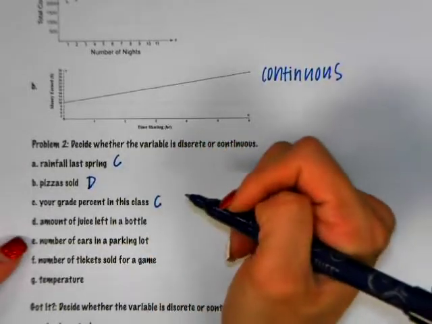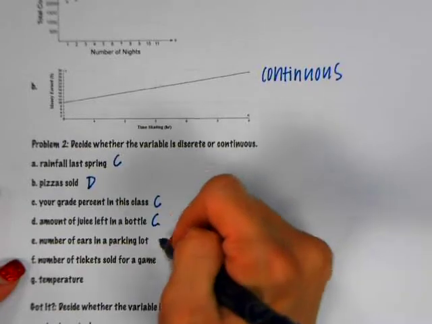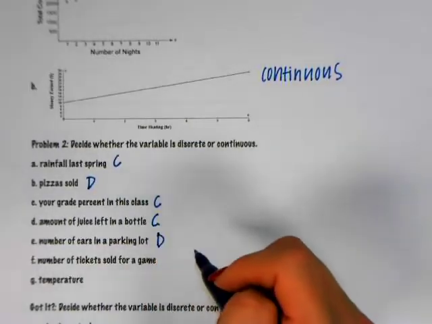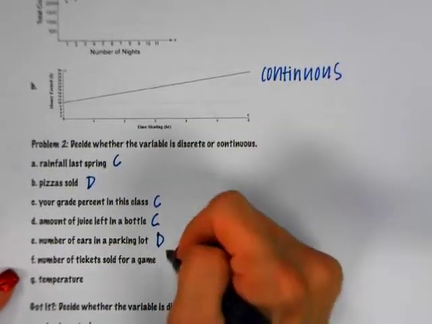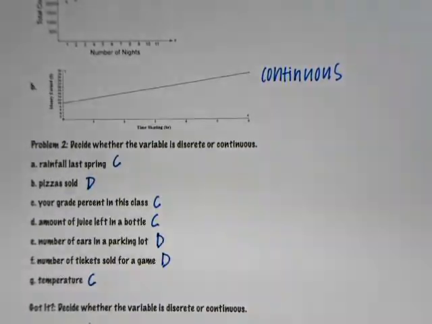All right, grade percent in this class, discrete or continuous? Continuous. Amount of juice left in a bottle? Continuous. Number of cars in a parking lot? Discrete because you'd count them, right? Is that measure? And then number of tickets sold for a game? Discrete. And temperature? Continuous, yep. And then go ahead and do the next ones.